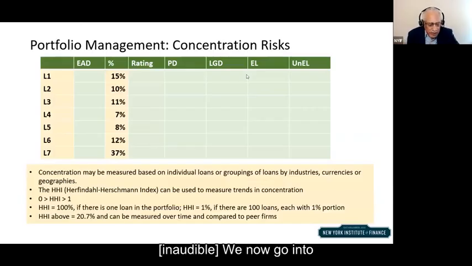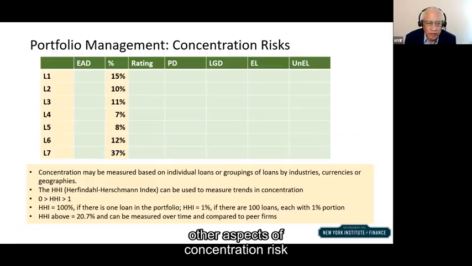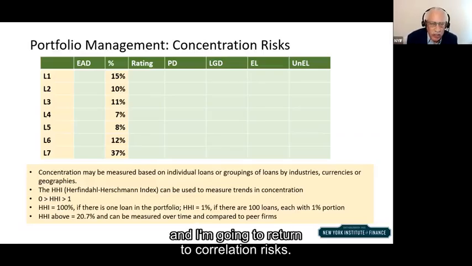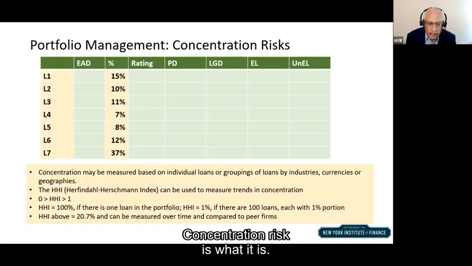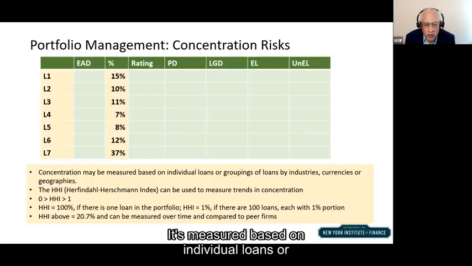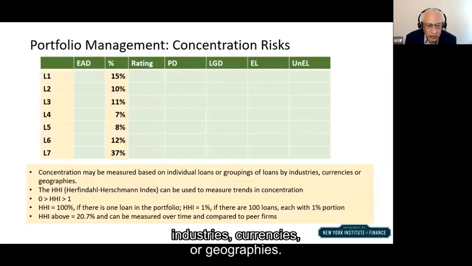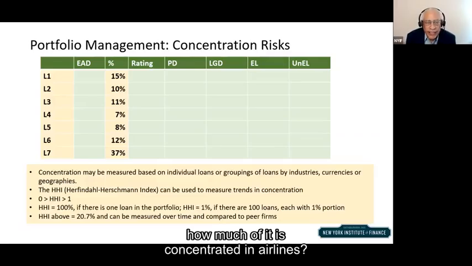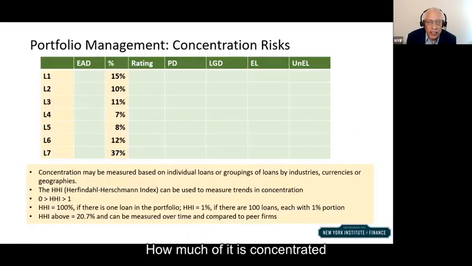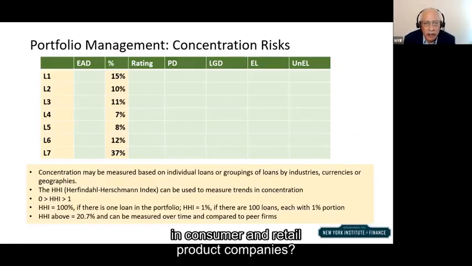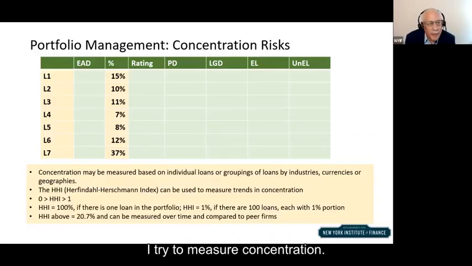So we now go into other aspects of portfolio risk, concentration risk, and then we're going to return to correlation risk. Concentration risk is what it is. It's measured based on individual loans or groupings of loans by industries, currencies, or geographies. And so I want to know, in my loan portfolio, how much of it is concentrated in airlines? How much of it is concentrated in oil and gas? How much of it is concentrated in consumer and retail product companies? And so I try to measure concentration.